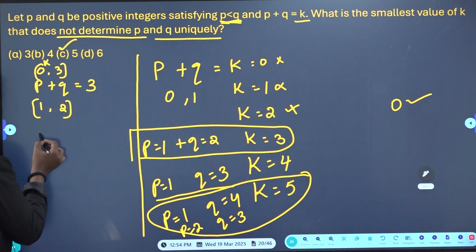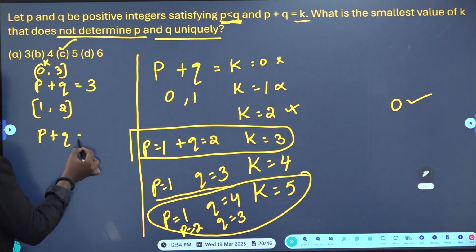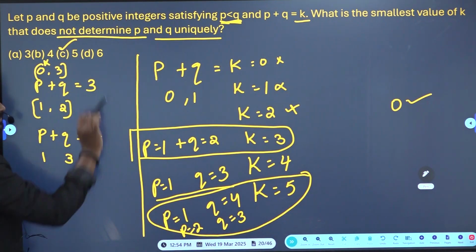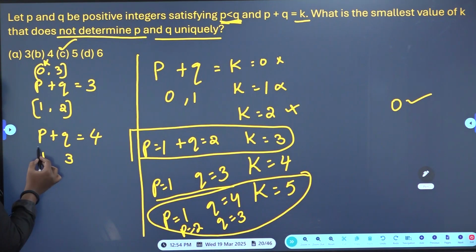Next, P plus Q according to the option, if I take 4, what are the only chances I can have? I can take P as 1 and Q as 3. Sir, can I also take 2 and 2? No, you cannot take 2 and 2, because P is less than Q. Here also I have only one pair, that is 1, 3. So this is not my answer.